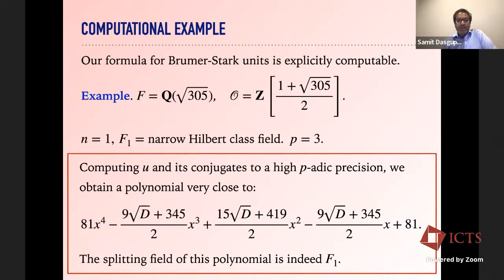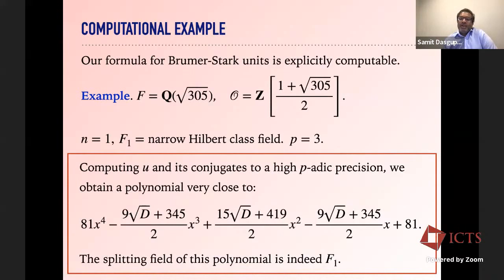that indeed the splitting field of this polynomial over F is an abelian extension of F. In this case, we're only looking at the narrow Hilbert class field. This is what I would have called F1 in my previous notation, the narrow Hilbert class field of F. And indeed, you get an everywhere unramified abelian extension of F of the correct degree, a cyclic extension of degree 4. Then you've proven that it's the narrow Hilbert class field.